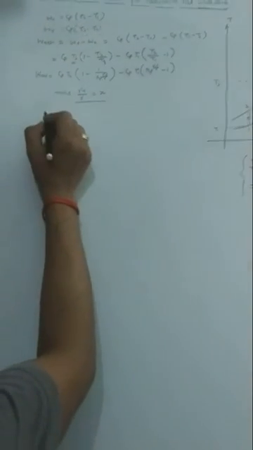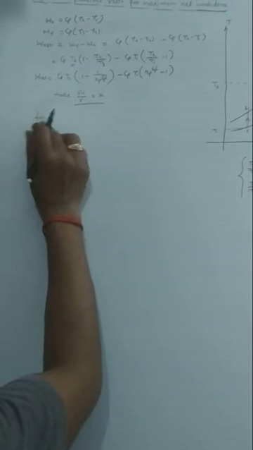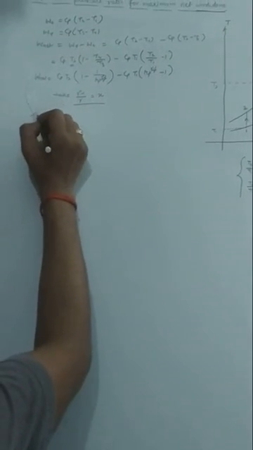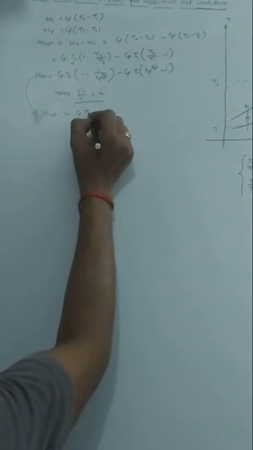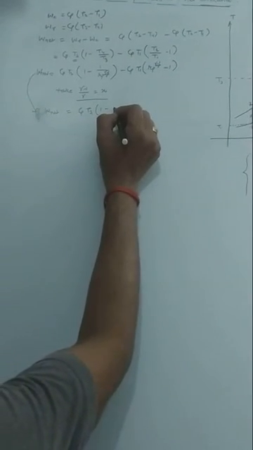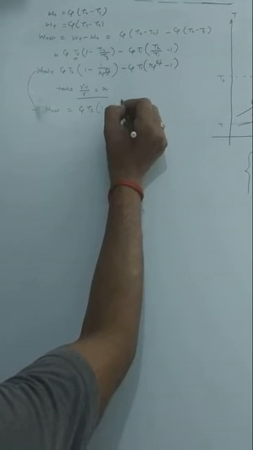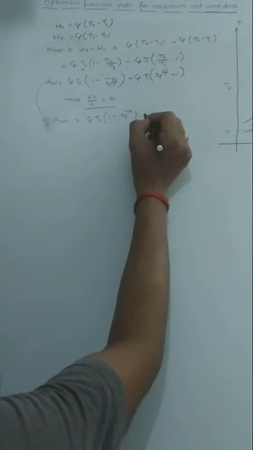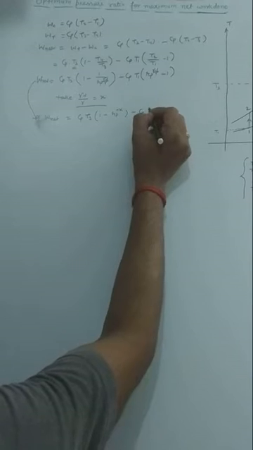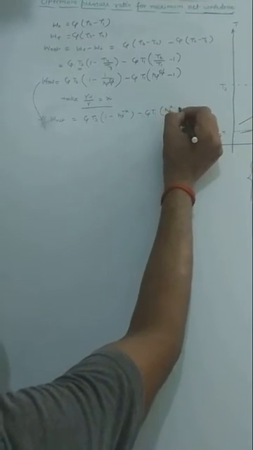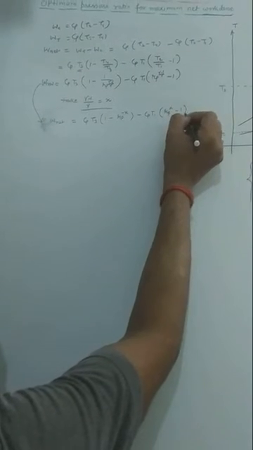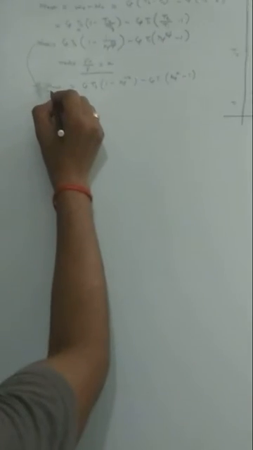So for now W net can be written as Cp of T3 in bracket 1 minus Rp to the power minus x, and minus Cp of T1 (Rp to the power x minus 1). Okay, so this is the expression for net work done.